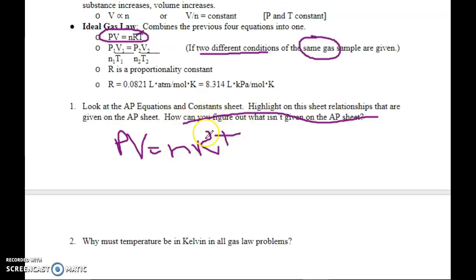Okay. So R can always be isolated, so you can rearrange it: PV over nT equals R. Then just cover up whichever variable you don't need. If I don't need pressure, volume is proportional to temperature, or volume is proportional to moles. If volume is constant, pressure is directly proportional to temperature. If the sample size is the same, you get pressure times volume. It's very easy to derive those from what's given.